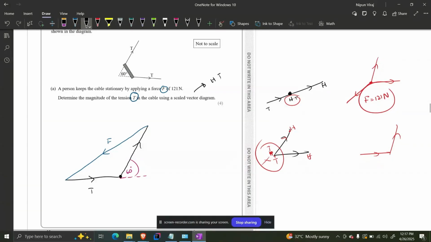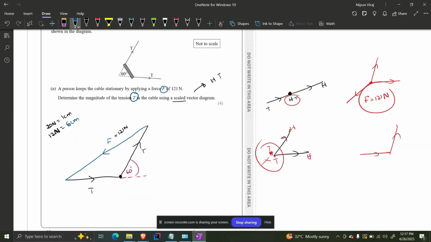All right. So here, since we don't know the value related to tension, what we can do is, we know this F is equal to 121 newtons. And they are asking to draw a scaled vector diagram. So what you can do is you can say 20 newtons is equal to 1 centimeter. Therefore, for 120 newtons, you can get it as 6 centimeters.